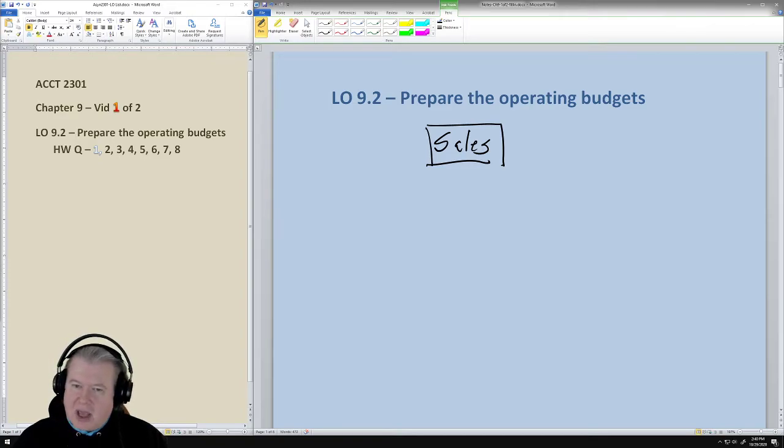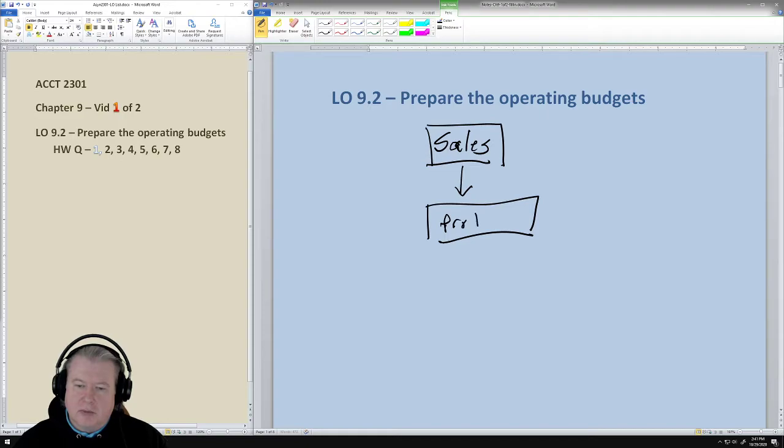So I'm going to do a figure that's similar to the one in the PowerPoints, but you'll see here that it's just a little bit different. Actually, I think it's a little bit more informative. From the sales budget, that'll tell us how much we need to produce, right? So we have a production budget.